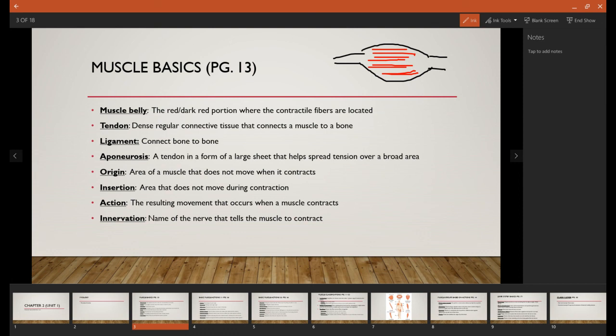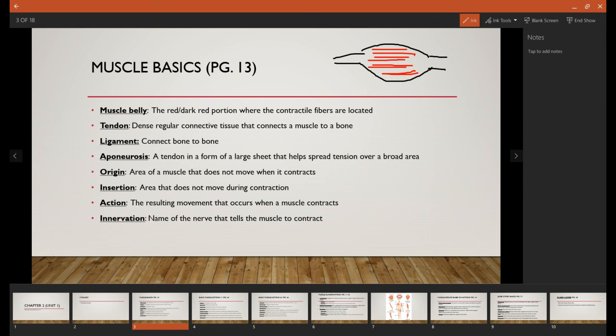We also have a structure called an aponeurosis. A silly little word, but an aponeurosis is just a tendon that is a large sheet, and it's just going to spread the tension out. You can think of the difference between a tendon and an aponeurosis is that a tendon is almost like a rope, whereas an aponeurosis would be like a bed sheet. So it makes a broad area so that tension can be spread out through the whole thing.